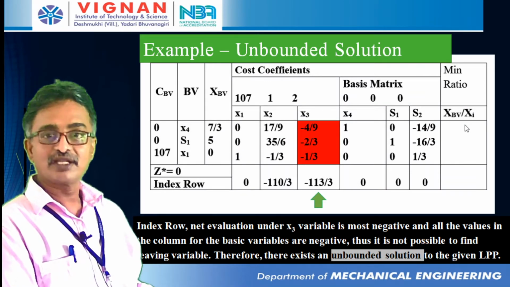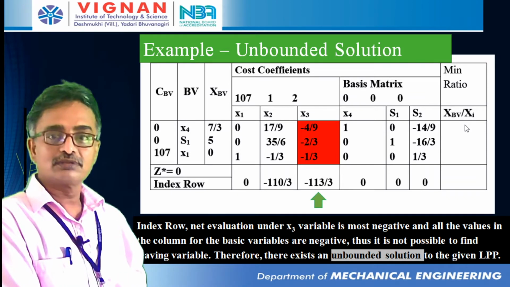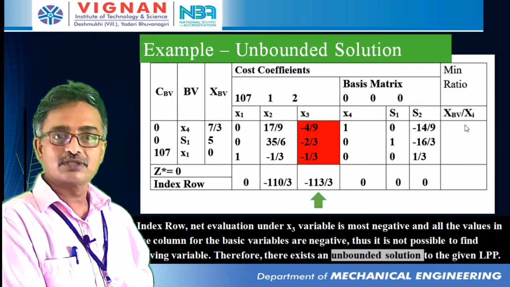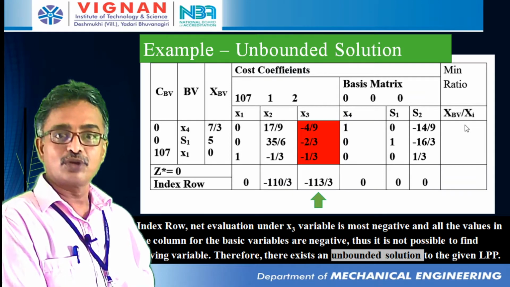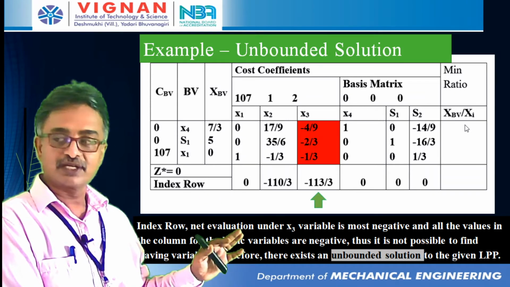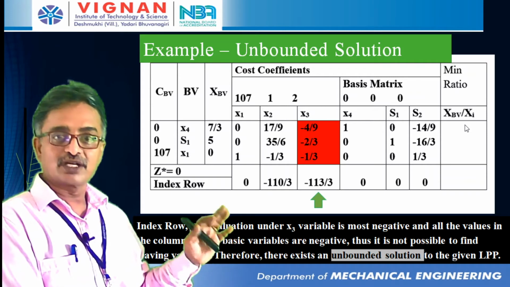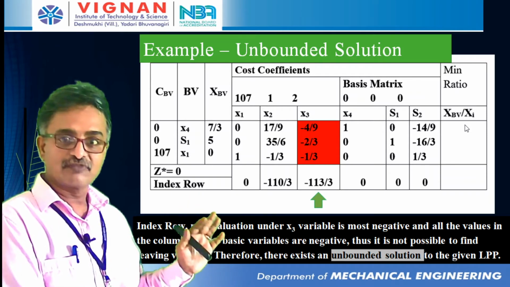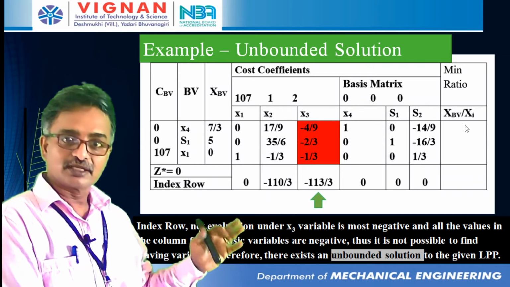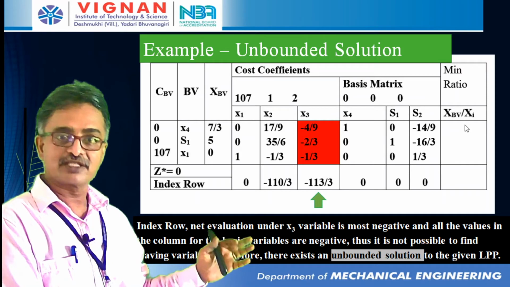For the key row, you use new value equal to old value divided by the key number. For all other rows, new value equals old value minus the corresponding key column value multiplied by the corresponding key row value divided by the key number. That is what we discussed in the previous video. If there is any difficulty understanding, please raise your concern through our groups or the chat box.